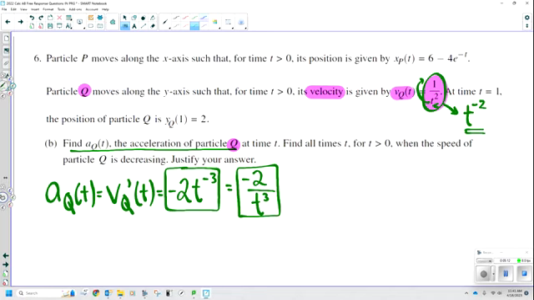The second part is find all times t where t is greater than 0 when the speed of particle Q is decreasing.